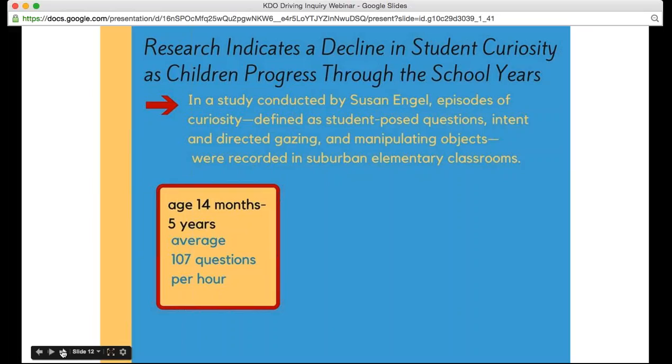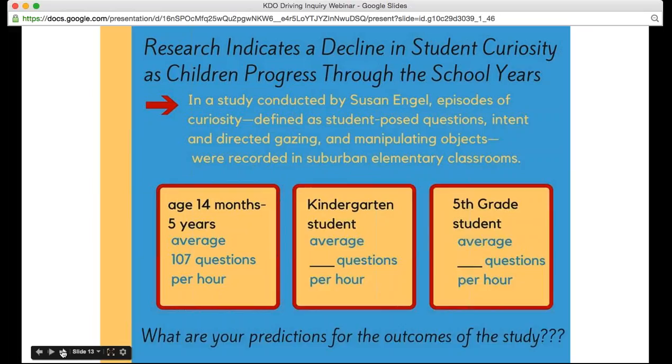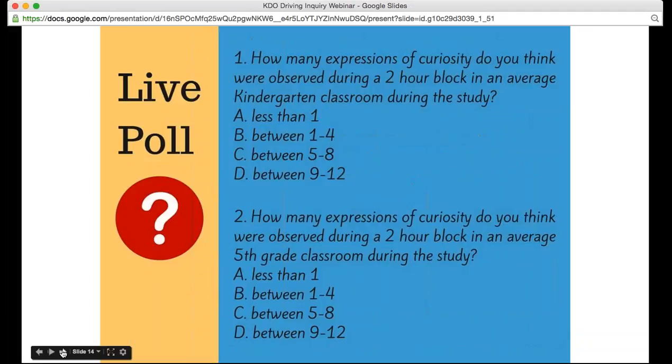And so what I'd like to know is your predictions of the study that we are looking at in elementary classrooms. Two different ages were studied, kindergarten age students and fifth grade students. And the researchers visited the classroom for 2-hour stretches of time. I'm wondering, what are your predictions for the outcomes of the study? Before I reveal the answers, we're going to take a live poll and find out what you think.